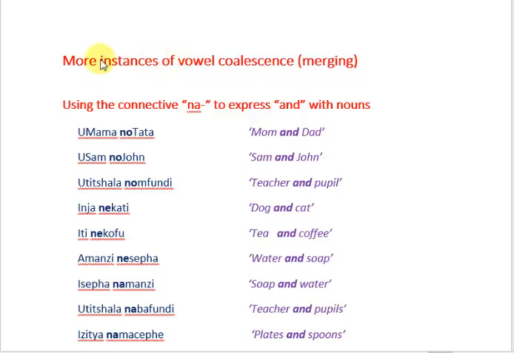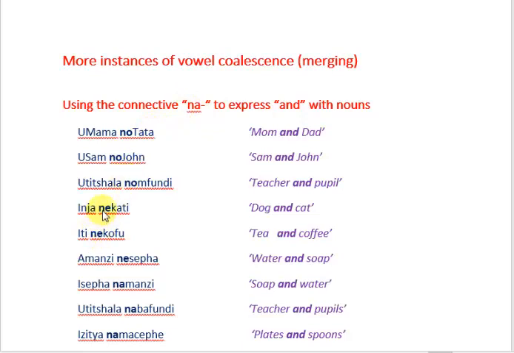Good day. In this video we are going to look at more instances of vowel coalescence, or the merging of vowels. First of all we are going to use the connective na to express "and". That na is going to merge with the first vowel of the noun in order to express "and". So here we have three nouns: utata, uJohn and umfundi, and we read as follows: umama notata, uSam noJohn, utitshala nomfundi. So that na has now become no.